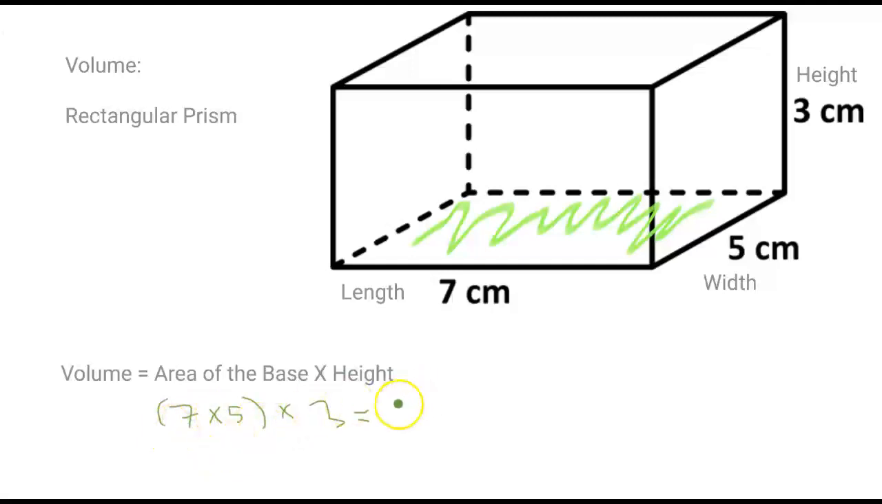Well, 7 multiplied by 5 is 35. And then I need to multiply 35 by 3. And what I like to do is I like to break up my factors into place value. So 35, in my head, I see that as 30 and 5. So I'm going to multiply 3 by 30 first. That's 90. Then I'm going to multiply 3 by 5. That's 15. When I combine 90 and 15, I get 105.